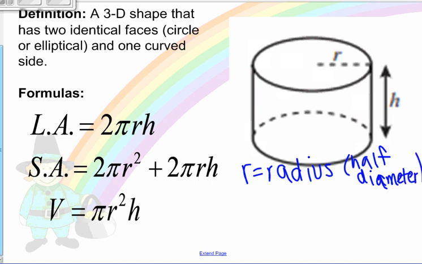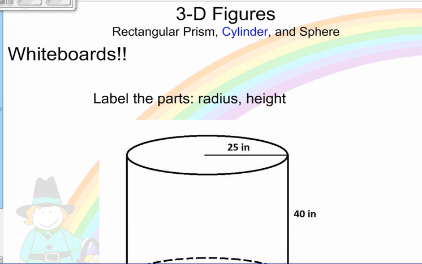Okay, and h is the height of the cylinder. Surface area is 2 pi r squared plus 2 pi r h. Notice 2 pi r squared is 2 times the area of a circle, because there are two bases that are considered circles, which is why we're adding those in there. And the volume is pi r squared h.